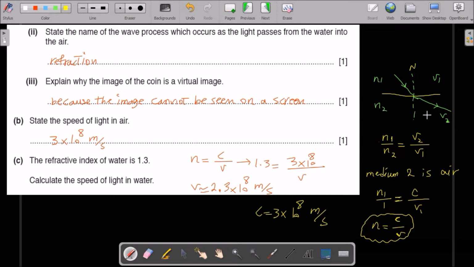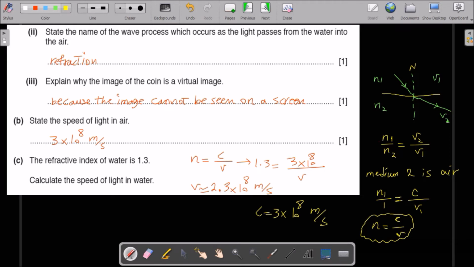You can see that when light comes from a denser to a less dense medium, it goes away from the normal. So in air, in medium number 2, you can see that light goes away from the normal because air is a less dense medium compared to medium 1 in this example.